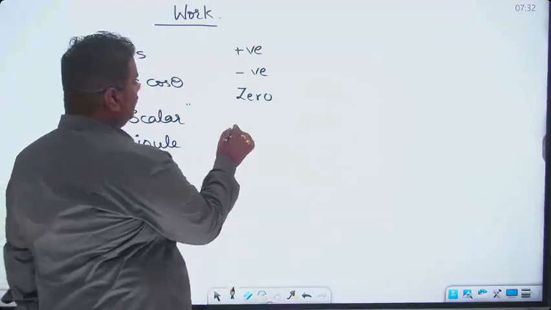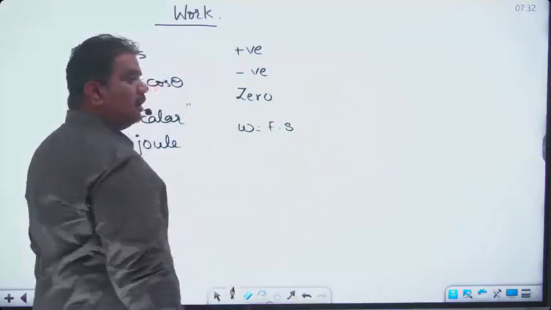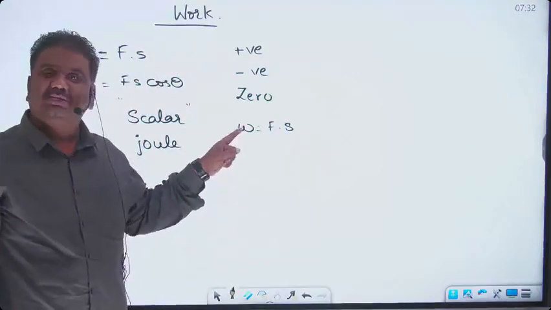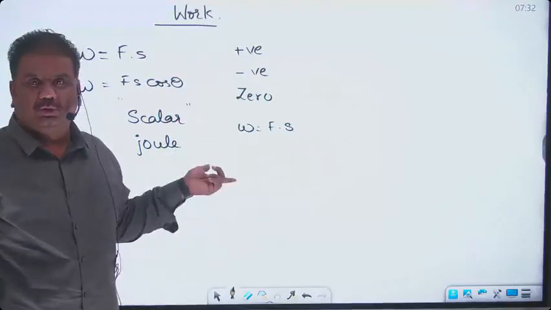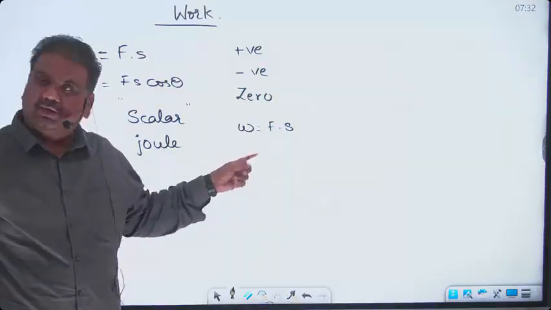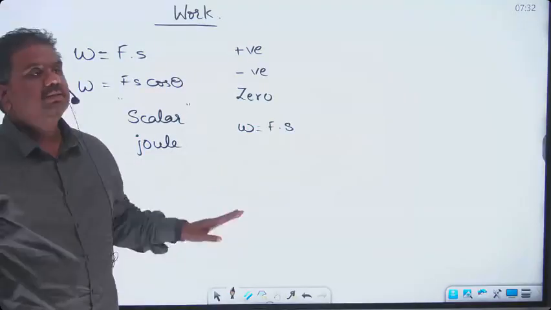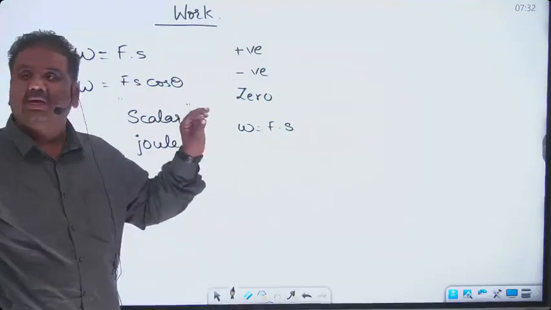So the basic formula here is W equal to F.S. Here S is displacement. When we talked about equations of motion, S meant distance. It can be displacement, it can even be the height also. But here in this particular case, W equal to F.S, S in itself means displacement.